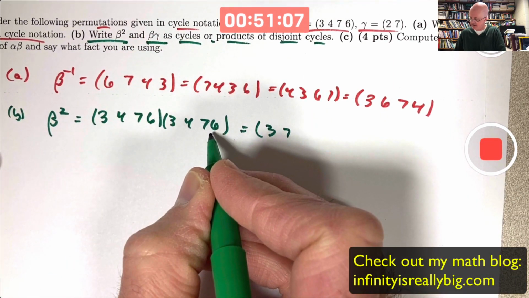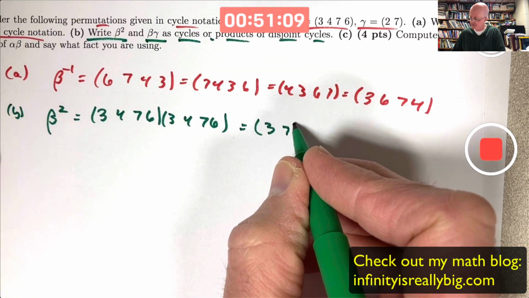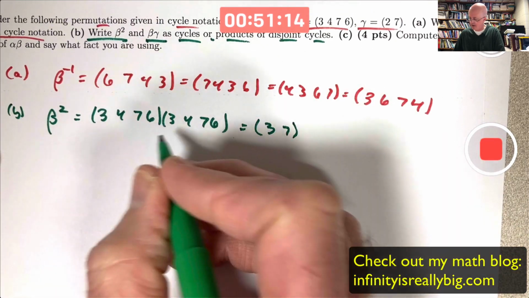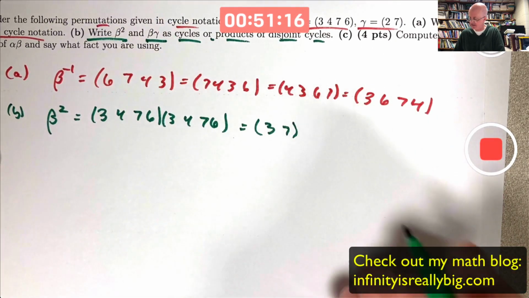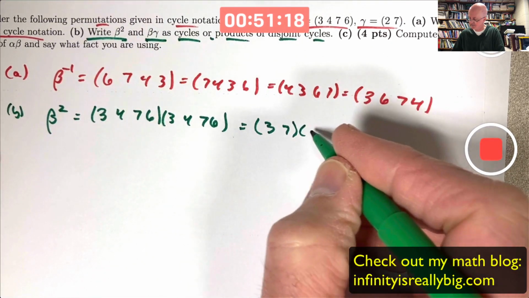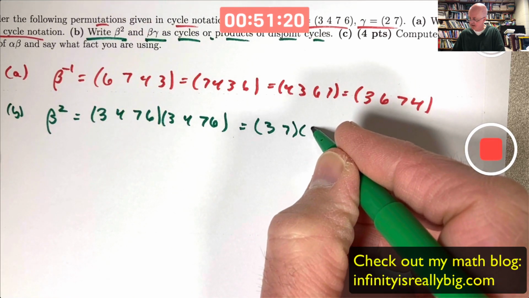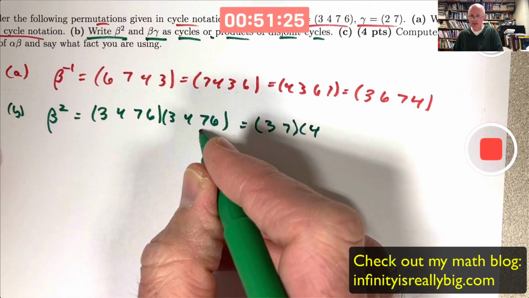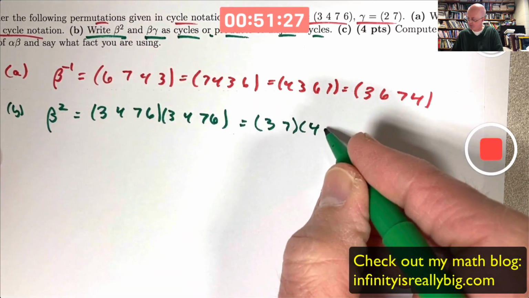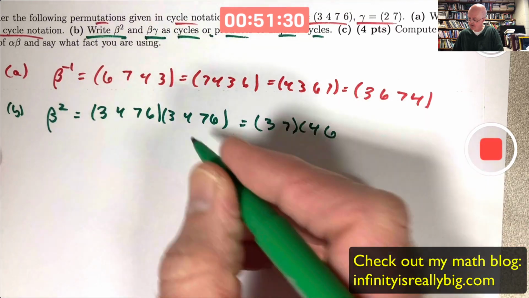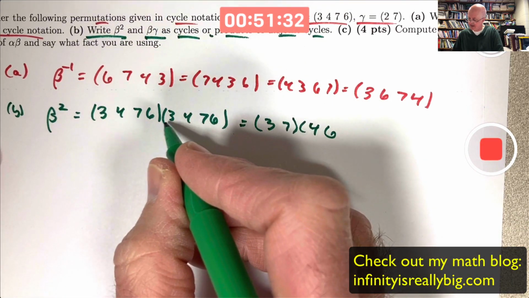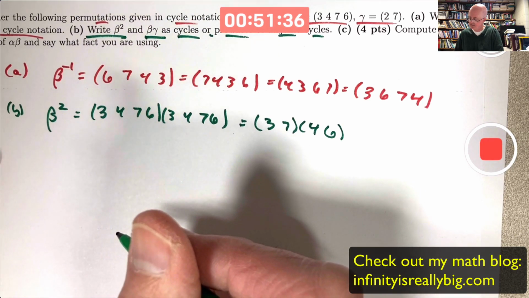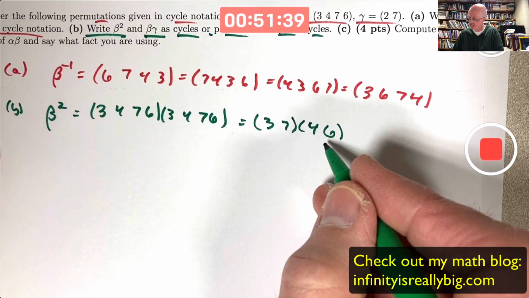7 gets mapped to 6, but then 6 gets mapped back to 3, so 7 ultimately gets mapped to 3. There's no 1, 2, or 5 in here, so they stay fixed. What about 4 and 6? 4 gets mapped to 7 here, but then 7 gets mapped to 6, so ultimately 4 gets mapped to 6. 6 gets mapped to 3, then that gets mapped to 4, so ultimately 6 gets mapped to 4. And that does it. And this is disjoint, so these commute.